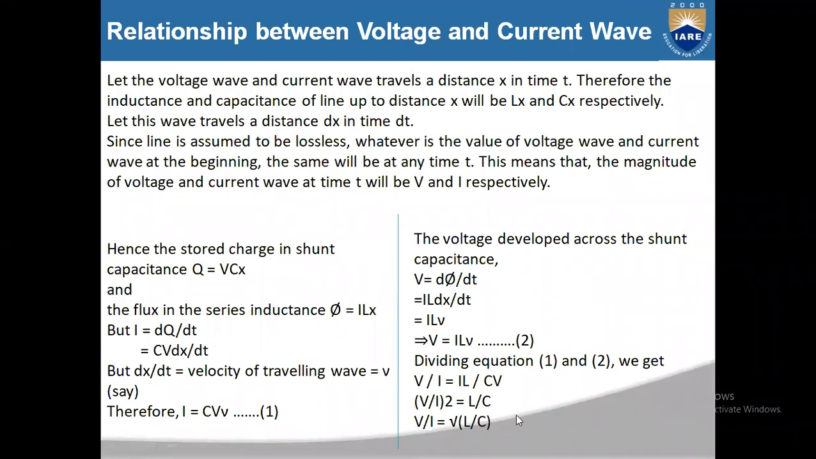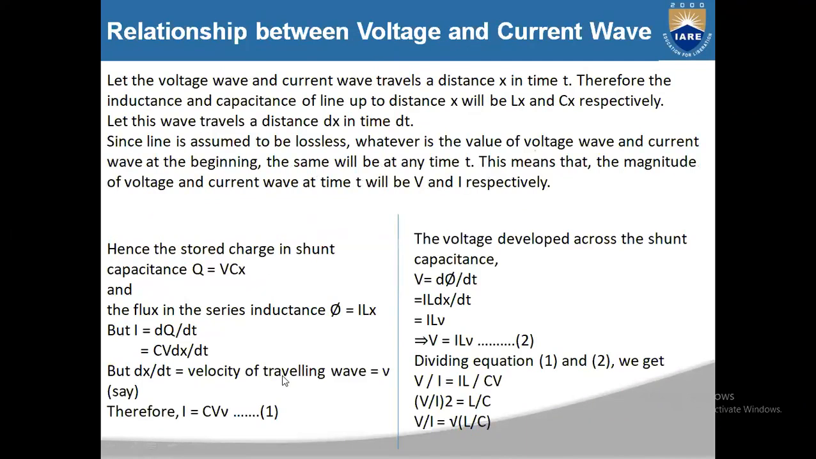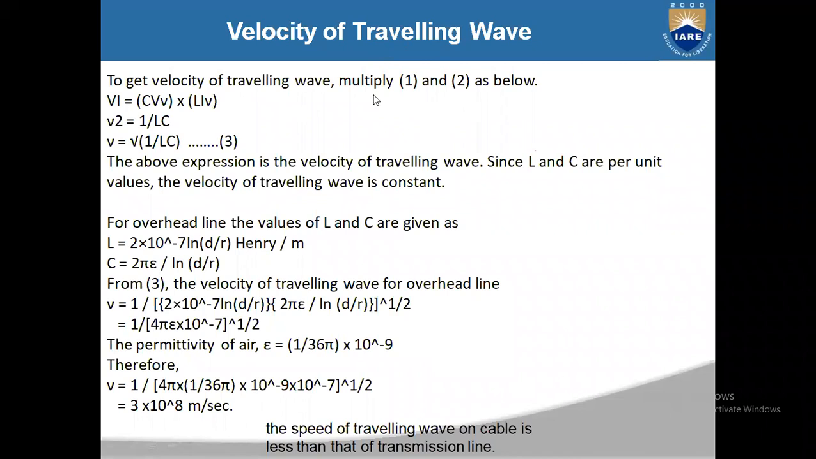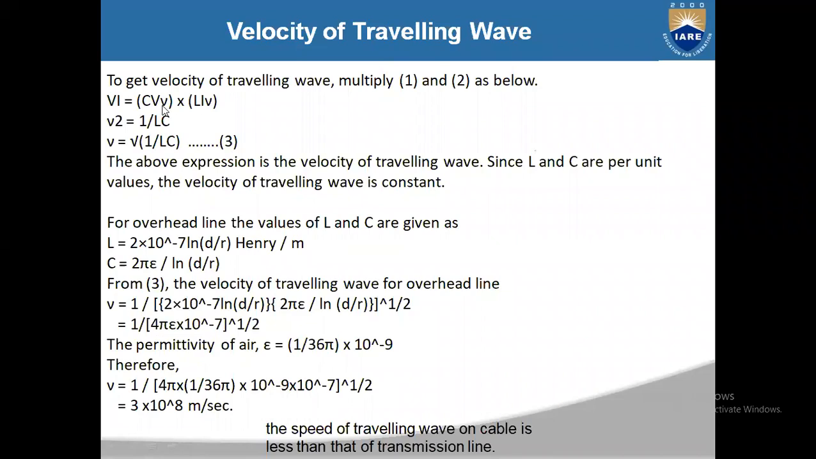Right. So after getting the surge impedance value, you can determine the velocity of the traveling wave. To get the velocity of the traveling wave, these two equations, 1 and 2, will be multiplied. So V and I is equal to C v V into I L v. From this you can write small v square is equal to 1 by LC. So v is equal to square root of 1 by LC. So this is the velocity of the traveling wave.